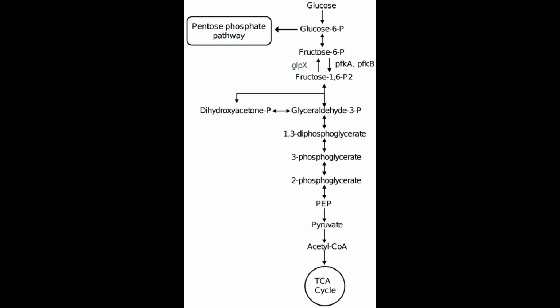Let's go through glycolysis step by step. We start with glucose, which enters the cell and is phosphorylated to form glucose 6-phosphate. From here, it can either continue through glycolysis or branch off into the pentose phosphate pathway.